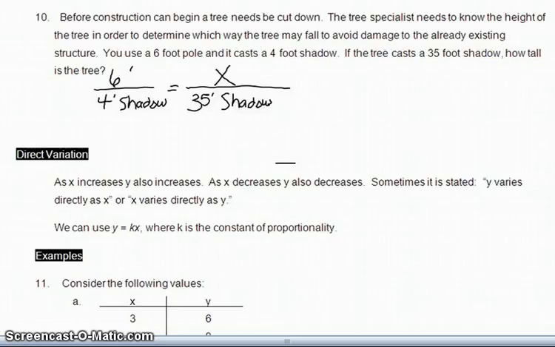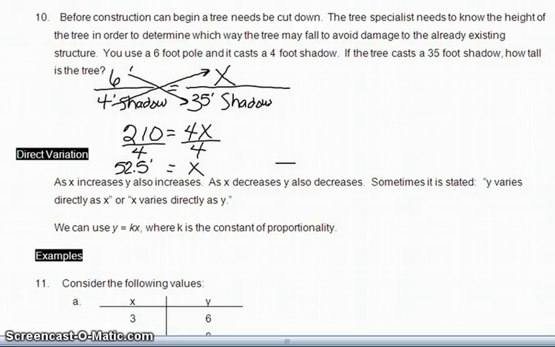Doing this, we set up our proportion, and now we're going to cross multiply, and I have 6 times 35 is 210 equals 4x. Dividing both sides by 4 to isolate my variable, x equals 52.5 feet. Double checking to make sure my answer is accurate, I'm going to substitute 52.5 in for x.